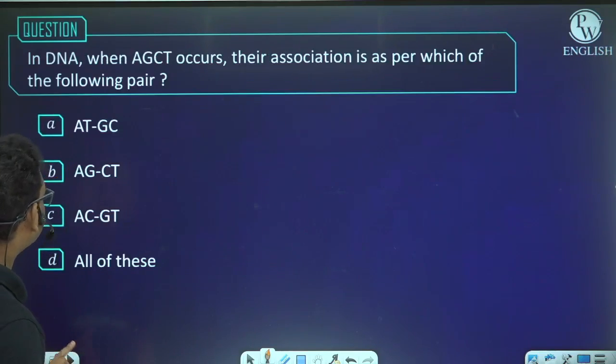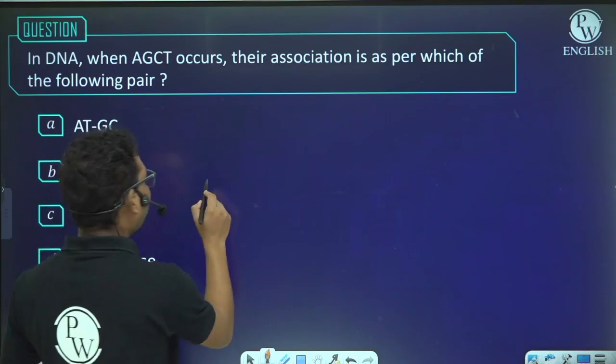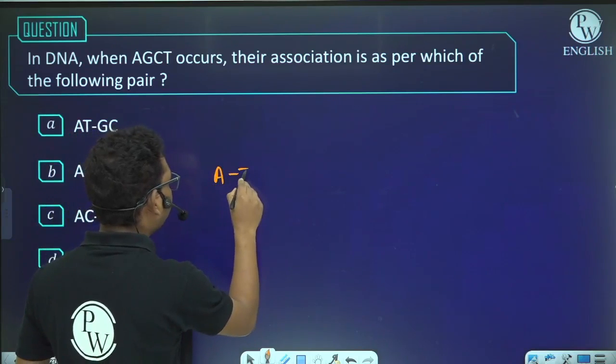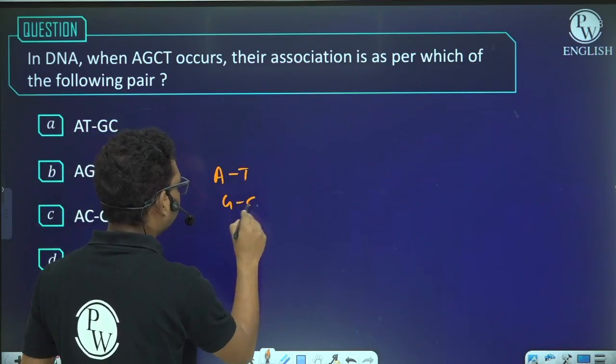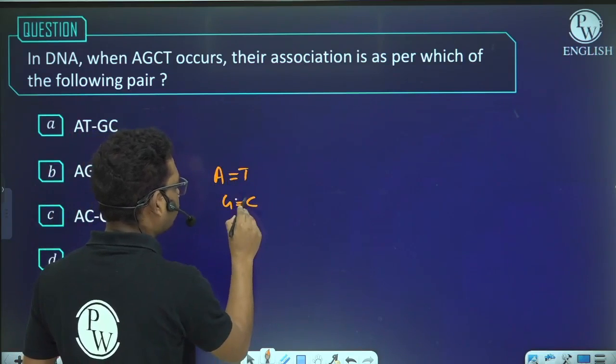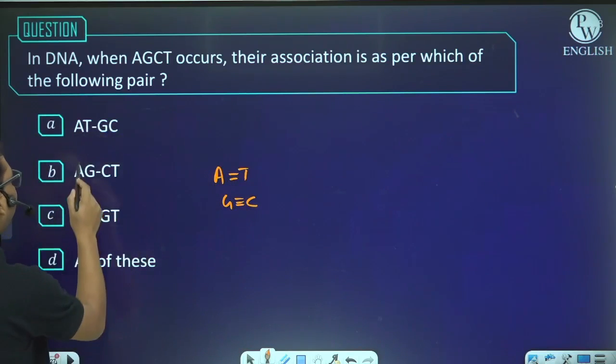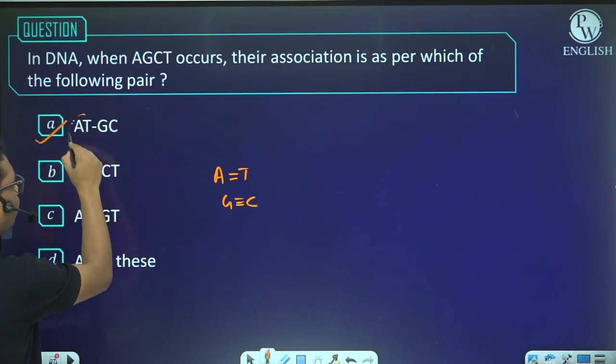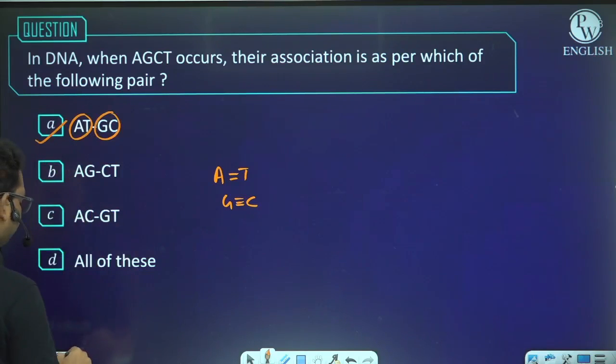Next, in DNA when A, G, C, T occur, the association is as per the following pair. We know that A pairs with thymine and G pairs with cytosine. So the answer will be A-T, G-C. A will pair with T and G will pair with C.